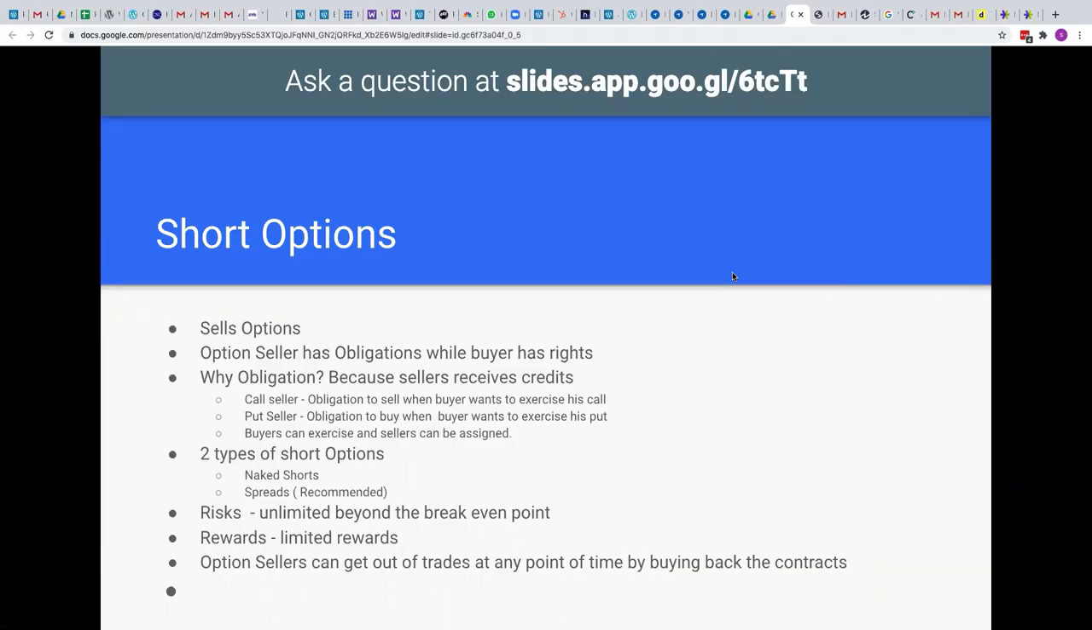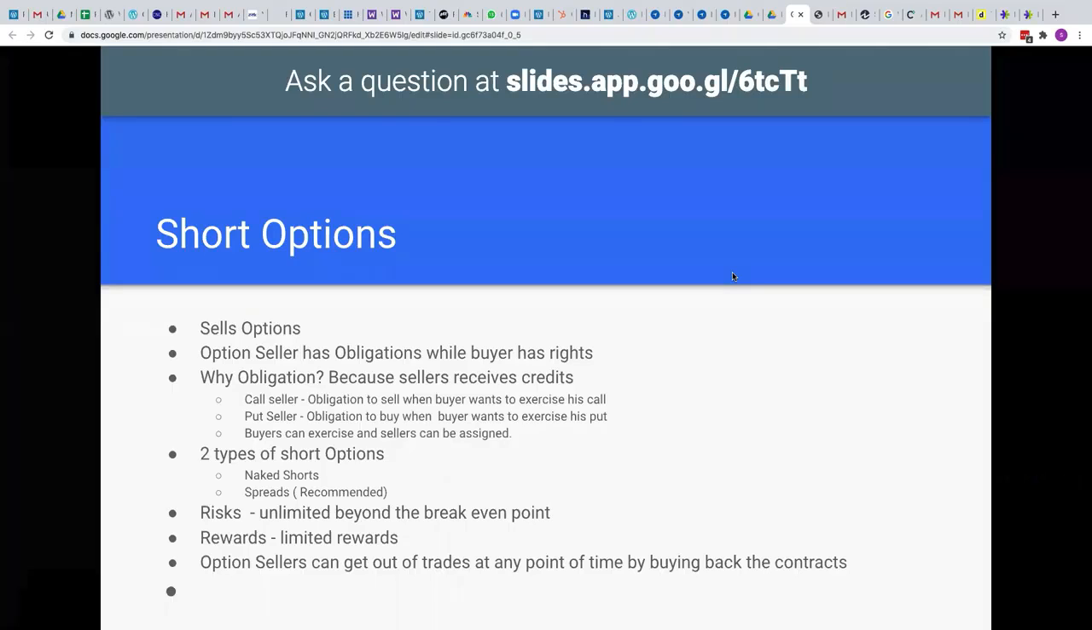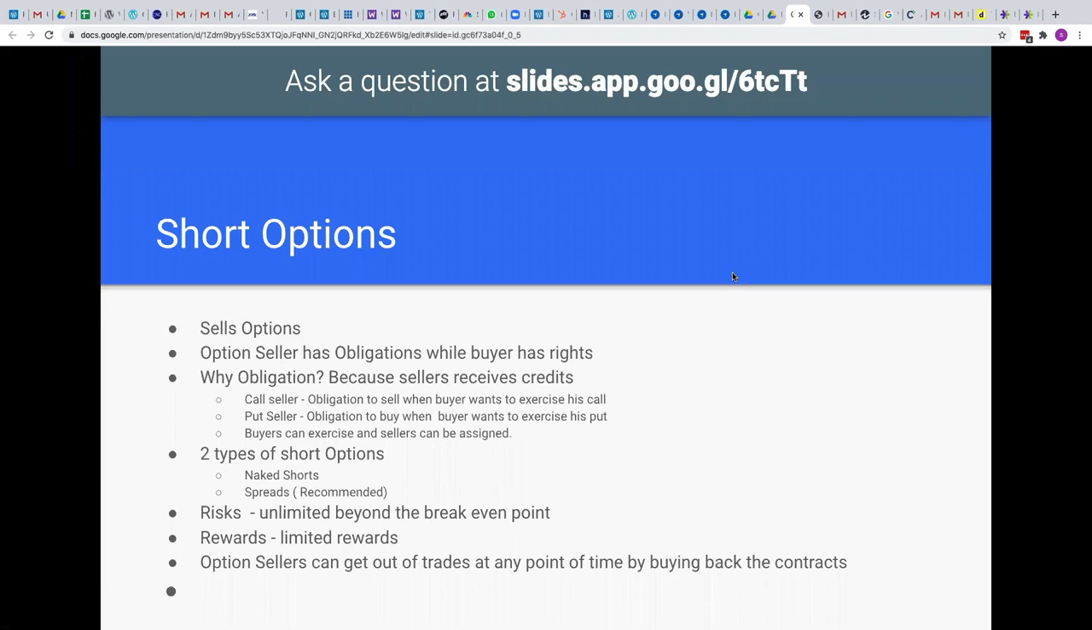So far we talked about the long side. Now when you are buying a call, there should be somebody who is selling your call, right? Now, what do these guys have? They are called option sellers. These guys sell the options. So these guys have obligations while the buyer has the rights.